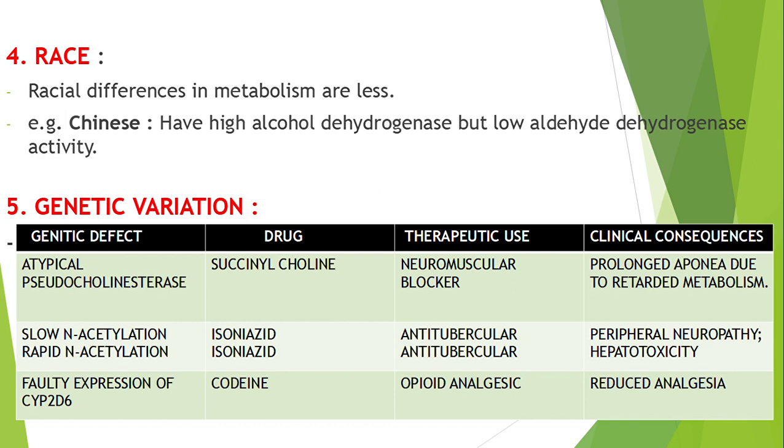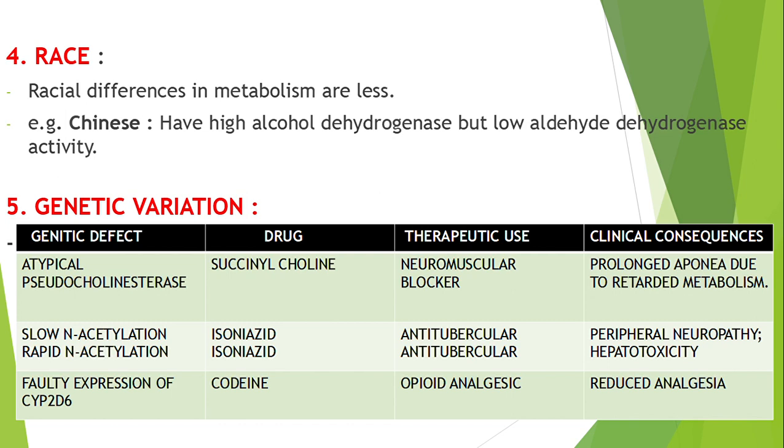And faulty expression of CYP2D6: in some patients there might be faulty expression of CYP2D6. If you give codeine, an opioid analgesic used for pain, then the clinical consequence will be reduced analgesia. The analgesic power will be reduced if they have faulty expression of CYP2D6. So these are some examples of genetic variations of drug metabolism and biotransformation.